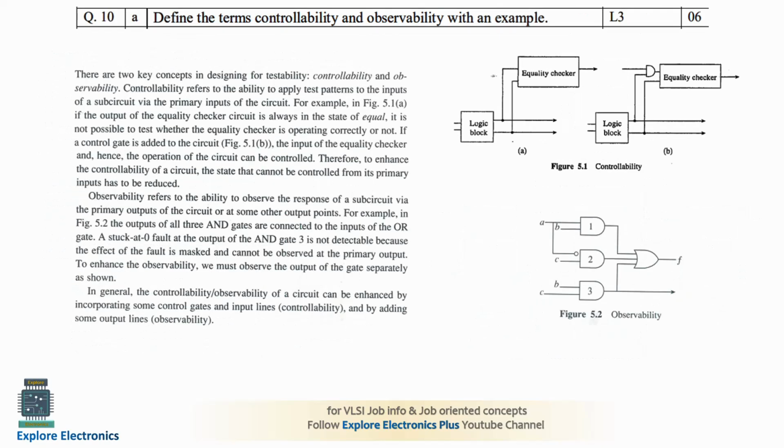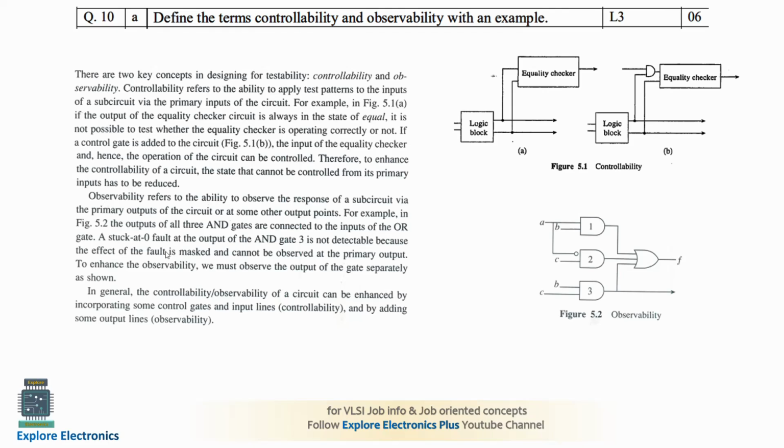Then define the terms controllability and observability with an example. These two concepts, controllability and observability, are very important in analyzing and doing the tests using test patterns. Controllability refers to the ability to apply the input patterns to the sub-circuit via the primary inputs of the circuit. The example is given in 5.1. Here it shows the controllability. And observability refers to the ability to observe the response from the sub-circuit via the primary outputs of the circuit.